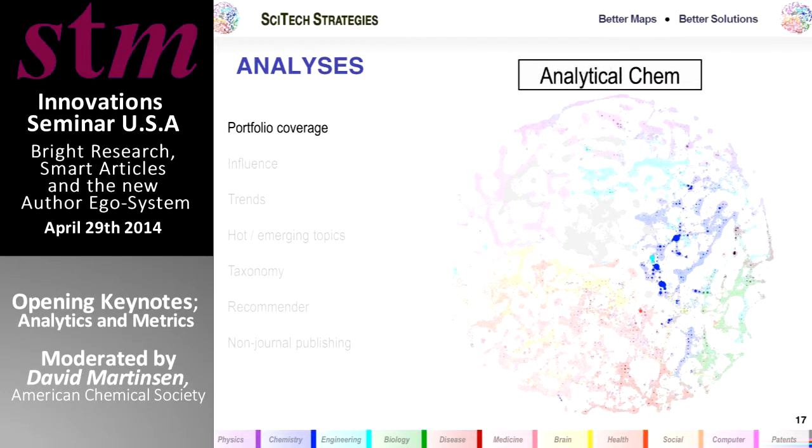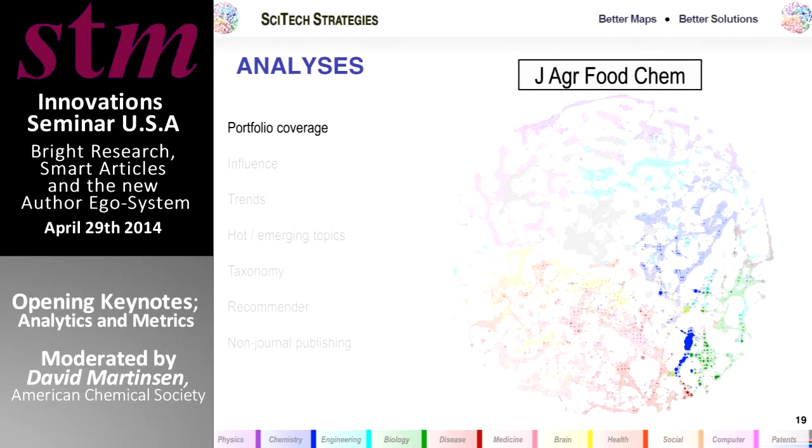Once again, a different profile from organic and inorganic chemistry. Journal of Medicinal Chemistry. Now this is really interesting. Very little in the blue area. There's a lot down in the red areas and in the yellow areas. So most of the medicinal chemistry papers are actually commingled with papers in medicine rather than papers in chemistry.